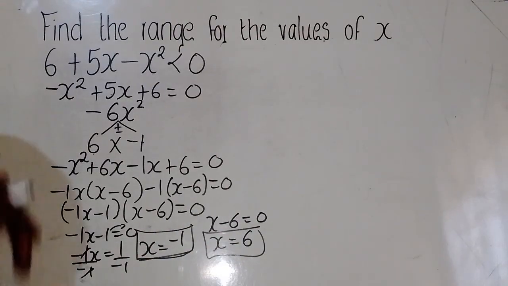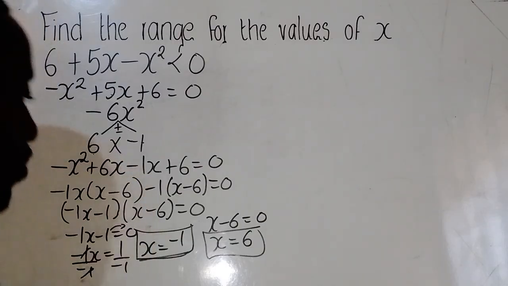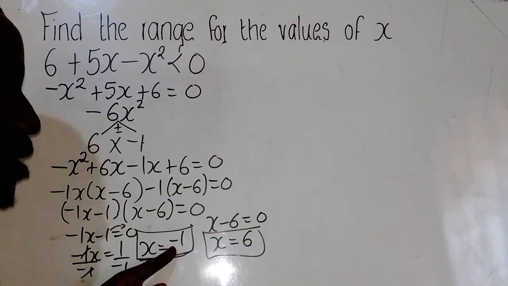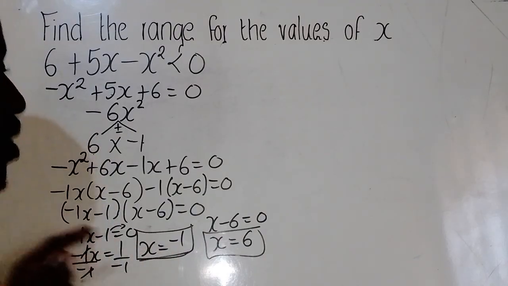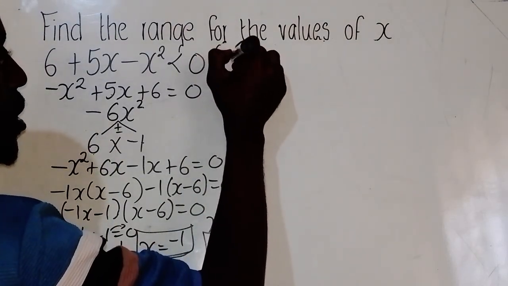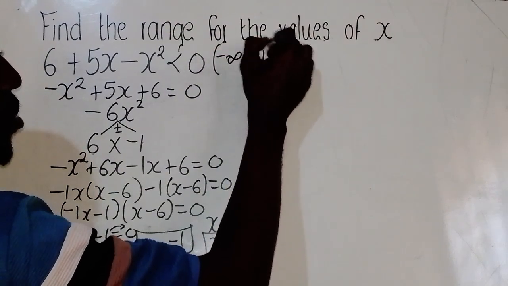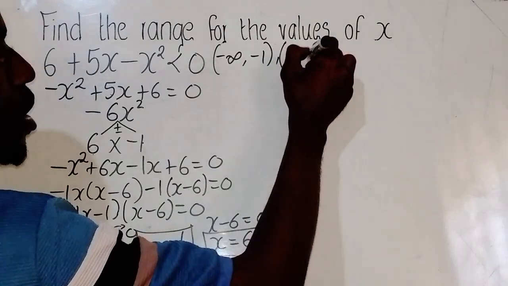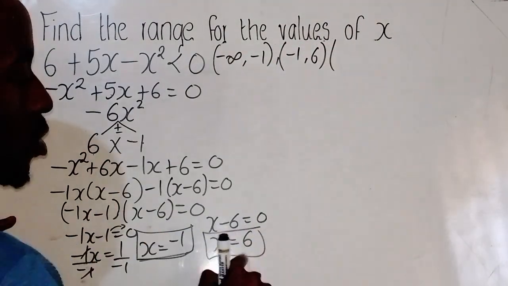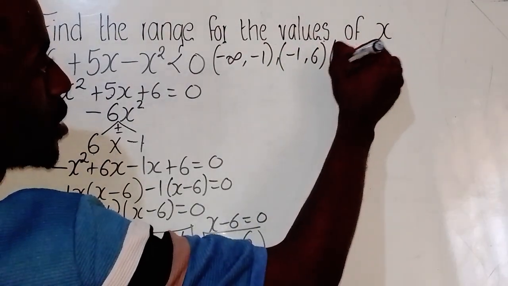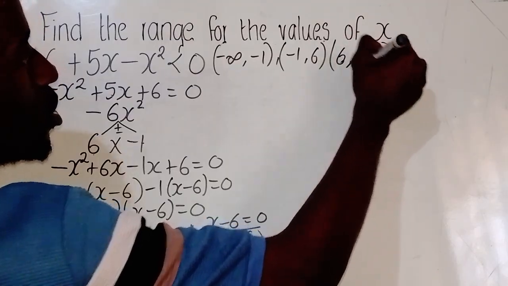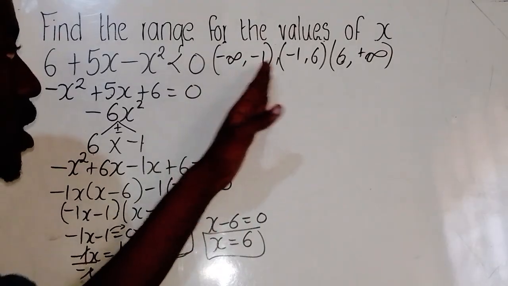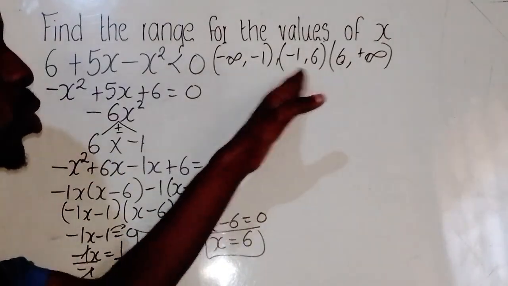Now what you do next is you need to make the intervals. You start with the lower limit and upper limit. This number is closer to the negative values, so you say negative infinity, comma, negative 1. Next you pick these two values, negative 1, comma 6. The next one is 6, comma positive infinity.